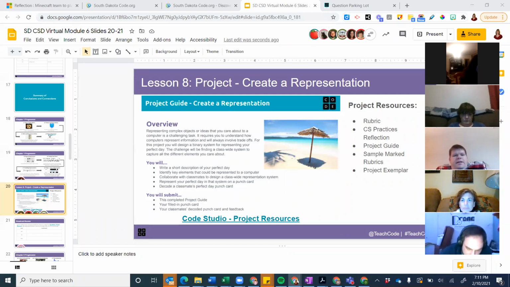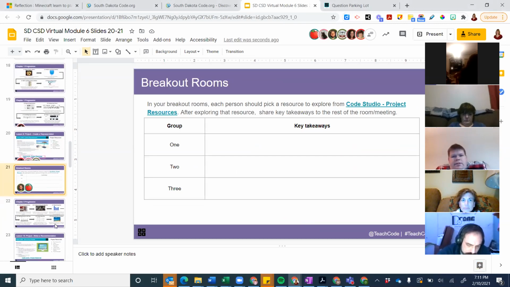All right. And then on slide 21, when you get into your breakout room, now obviously we don't have 3 groups, but you never know how many people are going to be in our meeting. In that 8 minutes, I want all 3 of you to pick a resource to explore from the Code Studio project resources. Take a minute or 2 to look through it on your own, and then as a group, discuss it and list the key takeaways. When we come out of the breakout room, I just want you to report briefly on some of the key takeaways from your discussion.